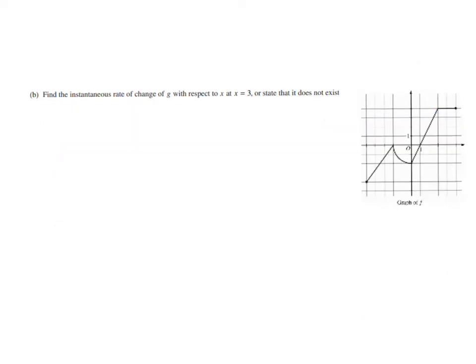Part B, find the instantaneous rate of change with respect to x at x equals 3, or state that it does not exist. So obviously, rate of change means take the derivative. The instantaneous means at this instant in time. So I'm deriving at a number. So I want g prime of 3 is basically what that question's asking. The rate of change is the derivative. The instantaneous is the instant you're going to plug in. So I need g prime of 3.